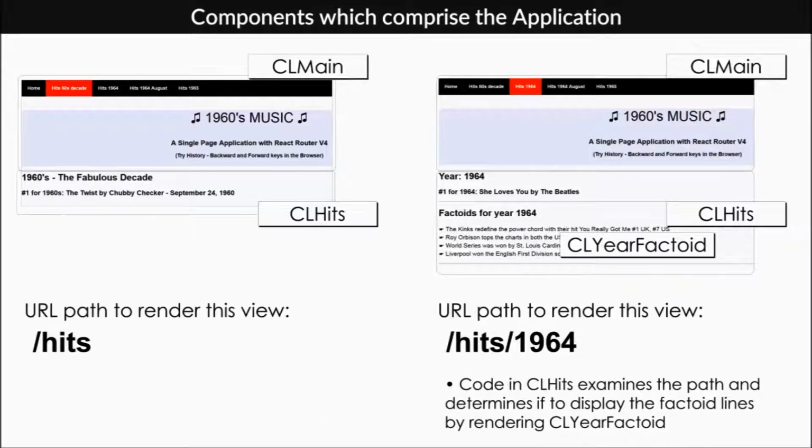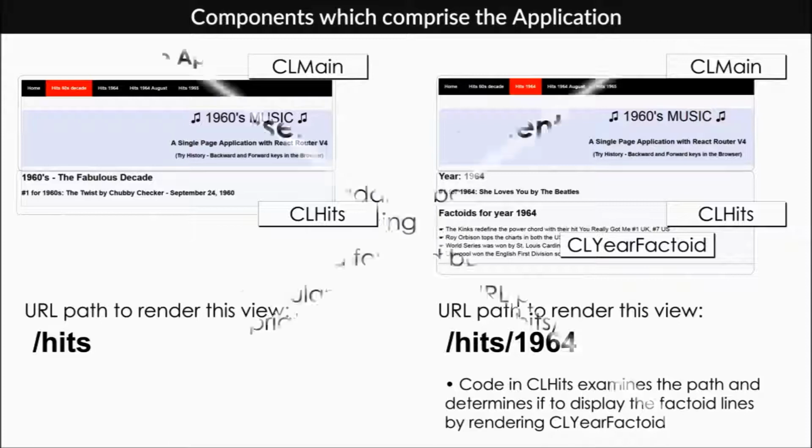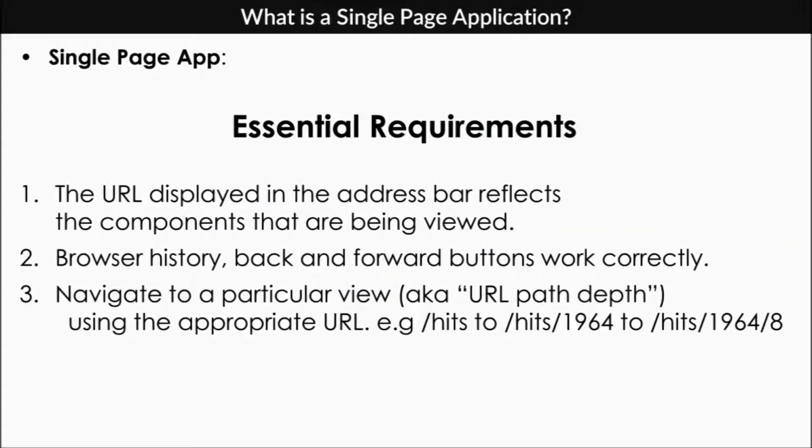Moving on, if you go a little deeper into the path, /hits/ and then give it a year, say 1964, and you will get that by clicking the navigation tab highlighted there, hits 1964, you're going to get an accumulation of CL_main displayed. That's my shorthand for saying the HTML will be returned from the CL_main render method and will get painted onto the screen. CL_hits will get rendered, and CL_NO_factoid will get rendered.